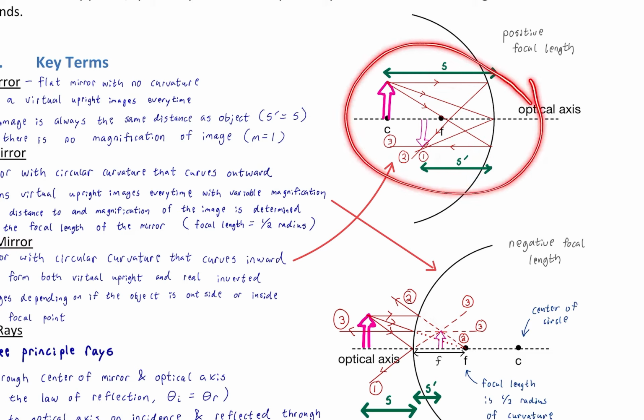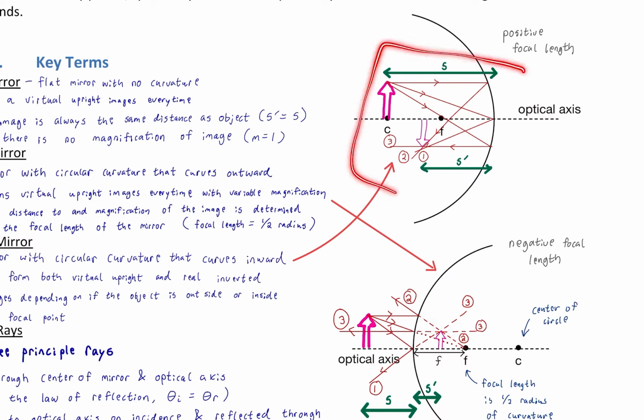Notice there's a lot less going on here. It's a lot easier to draw these principal rays for the concave mirror. Notice that this is a real image. It's real and inverted, all right? So, things to take note of.